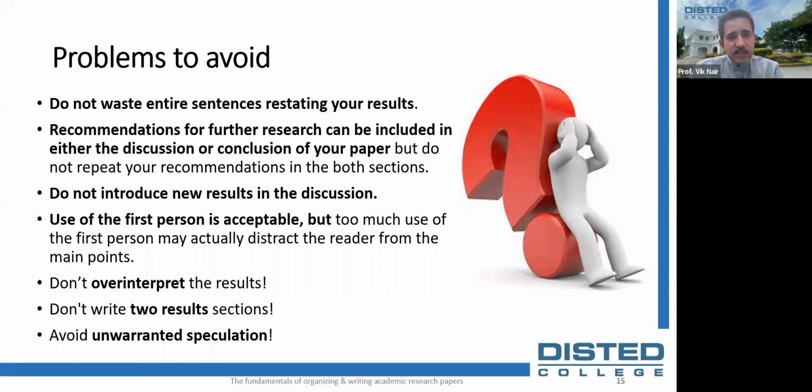Okay, so the second point to avoid: recommendations for further research can be included in either the discussion or conclusion, as I've said, but do not repeat your recommendation in both areas. So if you have discussed that in your discussion, don't repeat it in your conclusion. Do not introduce new results in the discussion.